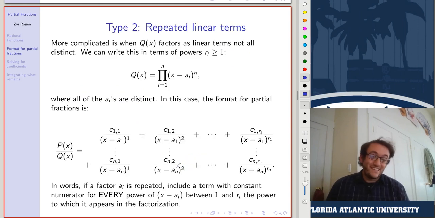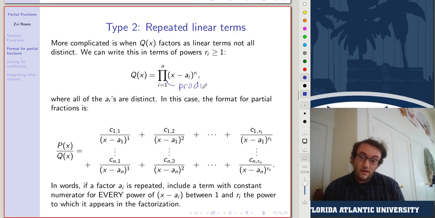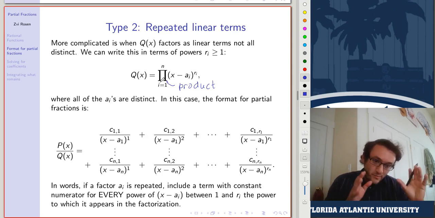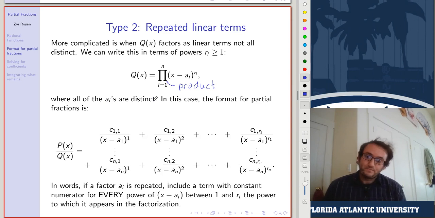Okay, so that was distinct linear terms. Now we look at repeated linear terms. The more complicated case is when q of x factors as linear terms not all distinct. We can write this in terms of powers, ri greater than or equal to 1, and we'll write this as q of x equals the product, again, I'll just remind you that this is product, of x minus ai to the ri, where all of the ai's are distinct, meaning if they're not distinct, we group them all together, so now we have powers ri, which could be greater than 1.